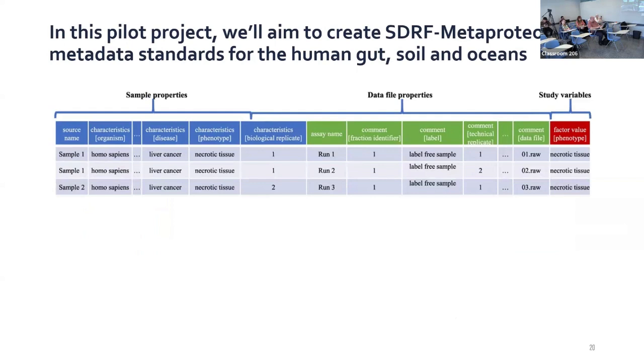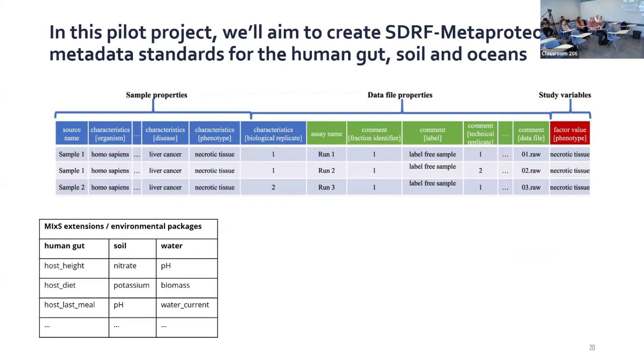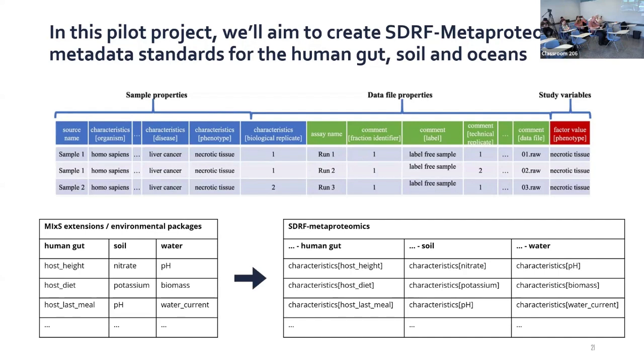So how are we going to do that? We'll take a default SDRF proteomics file and we'll merge it with the environmental packages or extensions from GSC. Note that MIxS itself contains the technical information about the experiment, so that's not very useful. However, the extensions and environmental packages provide the information about the environments. And that's the part we need. More specifically, we're going to take those attributes and make them SDRF proteomics proof, so it will pass our SDRF validator.